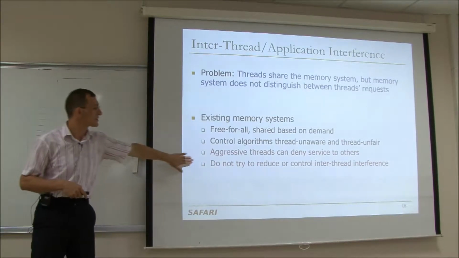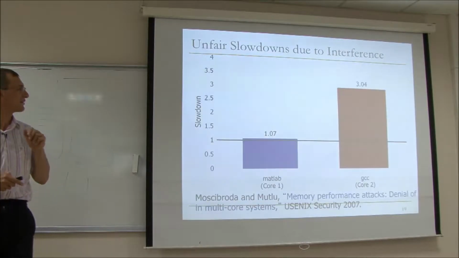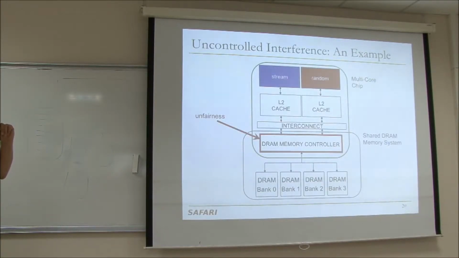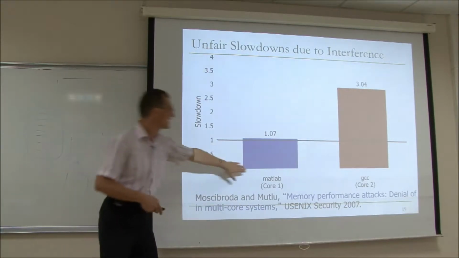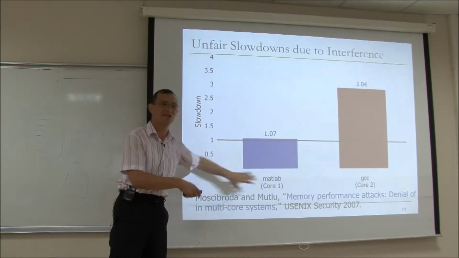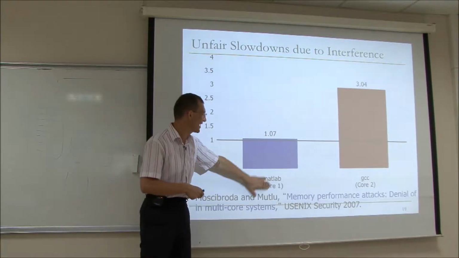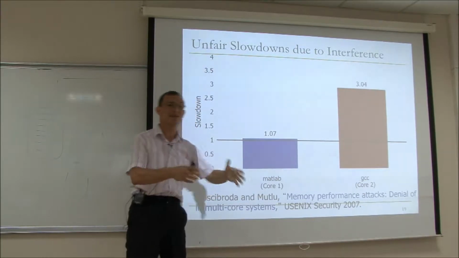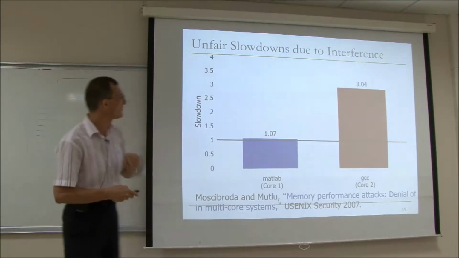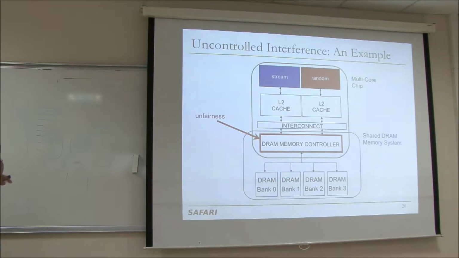Because main memory systems do not try to reduce or control inter-thread interference. And that's why this happens. Actually, I'm going to abstract these two applications as streaming versus random access, because that's very similar to what their behavior is like. MATLAB is a very streaming application that's memory intensive, and GCC is a random access application that's not very memory intensive. And when you run these together, I'll call them stream and random, the memory system actually prioritizes the streaming application. And we'll take a look at the reasons for this.